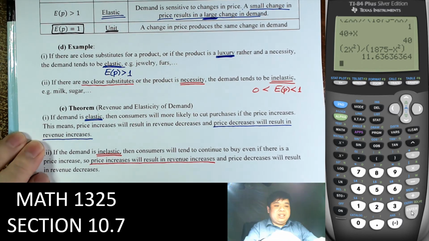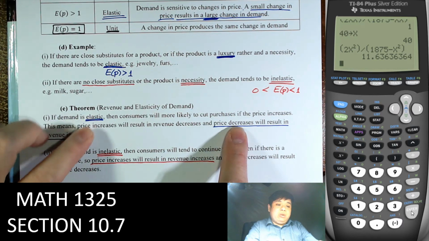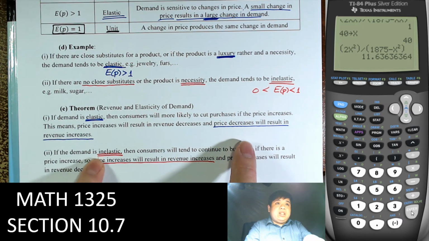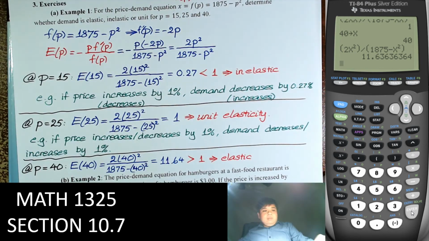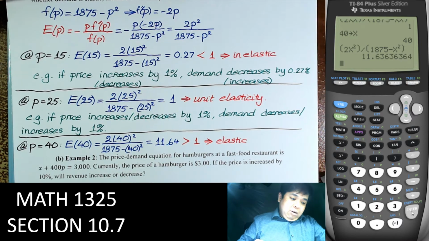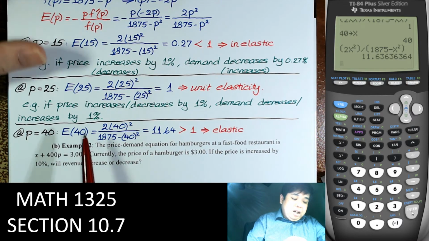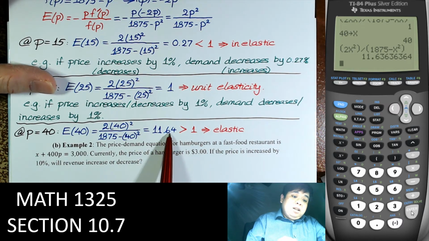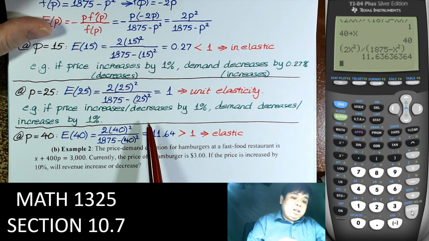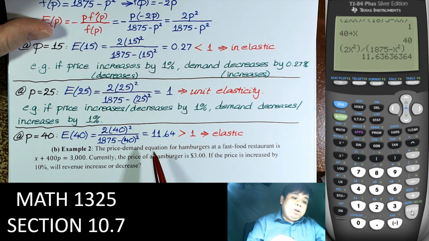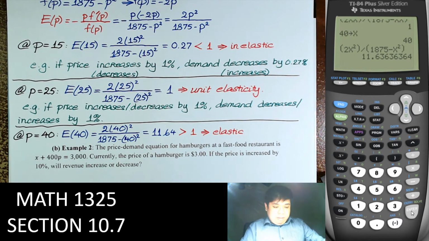So that's the reason for this. Because if it is elastic, we want the price to decrease. If it is inelastic, we want the price to increase. Unit is the perfect balance. Right. So I said I ran out of space here, but we can say if the price increases by 1%, the demand will decrease by 11.64%. And if the price decreases by 1%, the demand will increase by 11.64%. So that's what that number means.